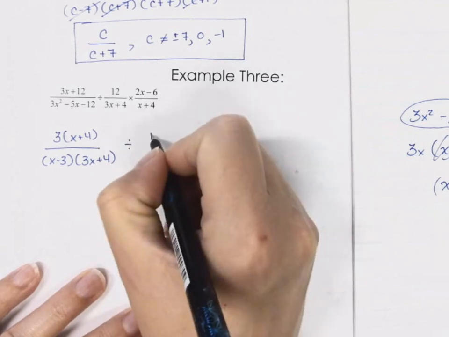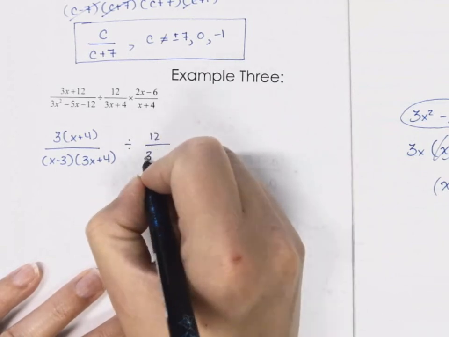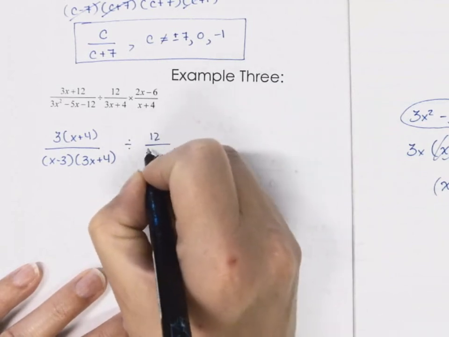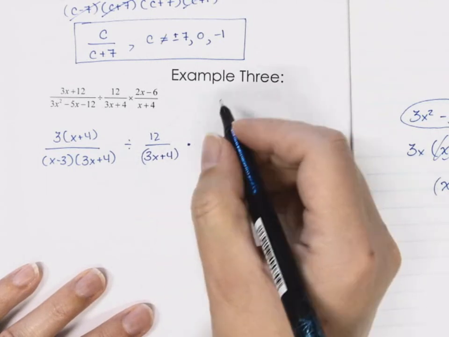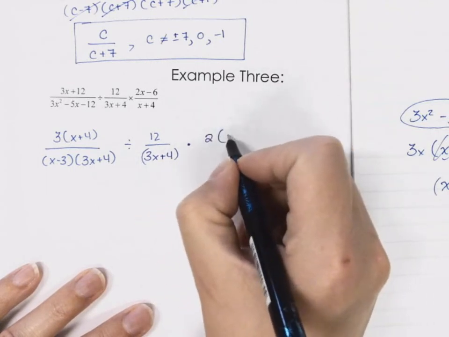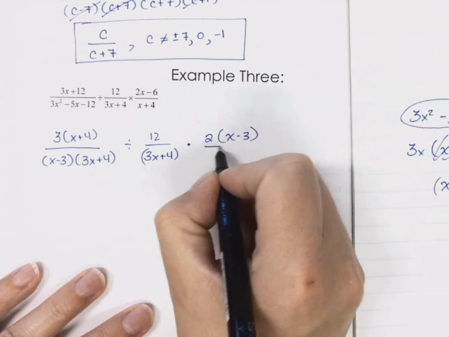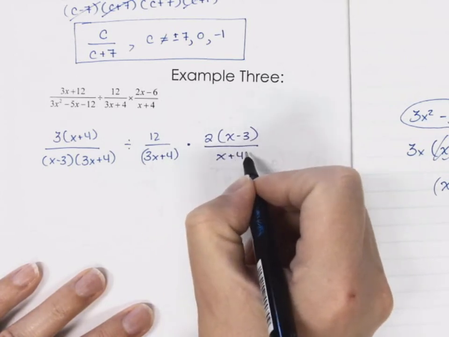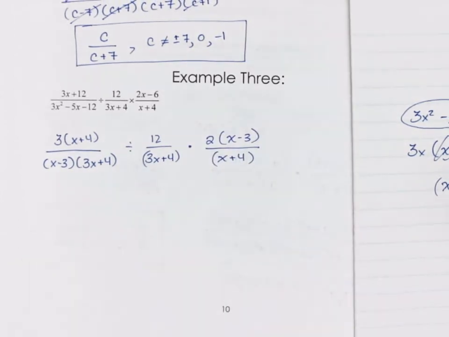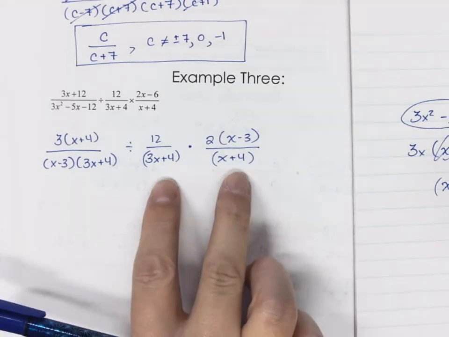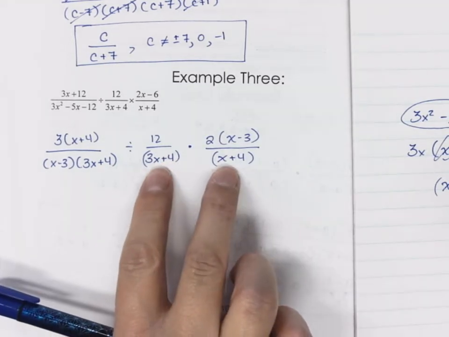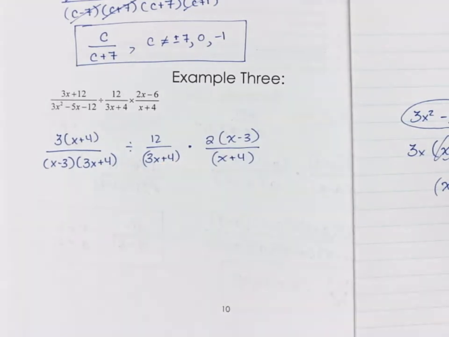Then we have divide by, well, 12 can't be factored, and 3x plus 4 can't be factored. And then we have times, and then it's going to be 2x minus 3, and then x plus 4. I'm going to drop brackets around that x plus 4. I do that in these situations where there's only one set, there's nothing I can do to them. I put them together to remind myself that they're a set and they can't be broken apart. So that's why I do that there.